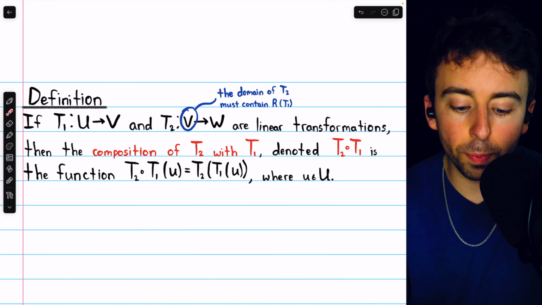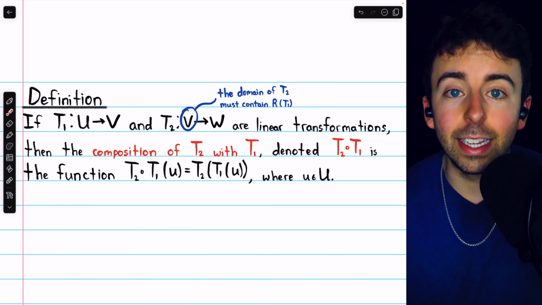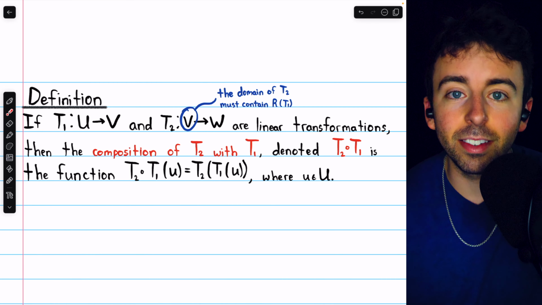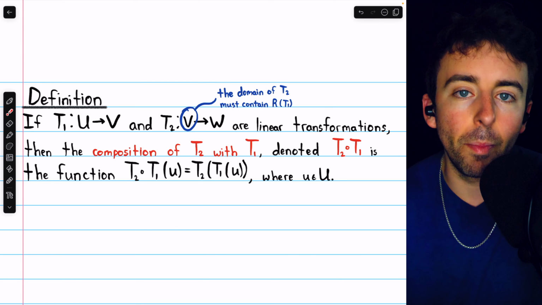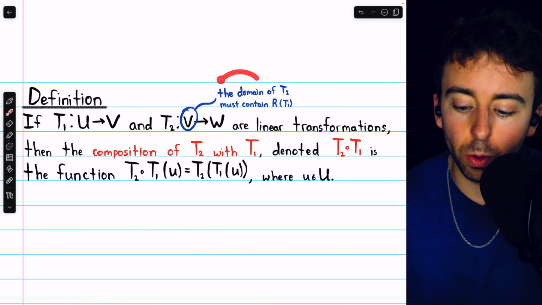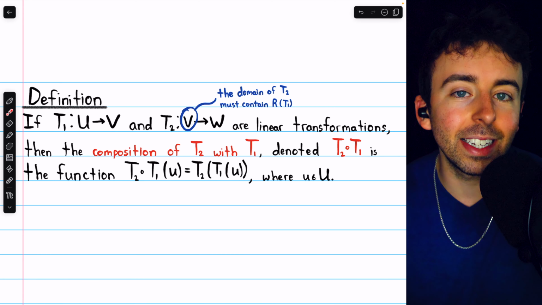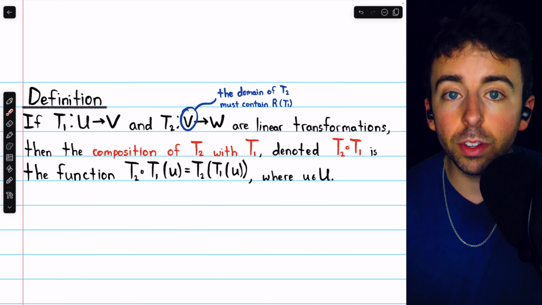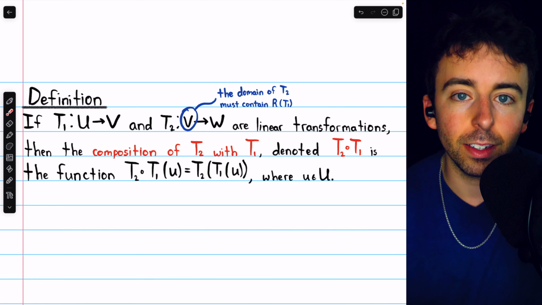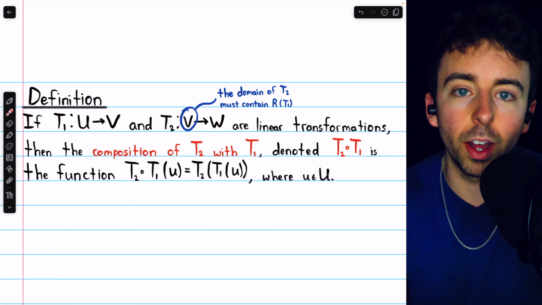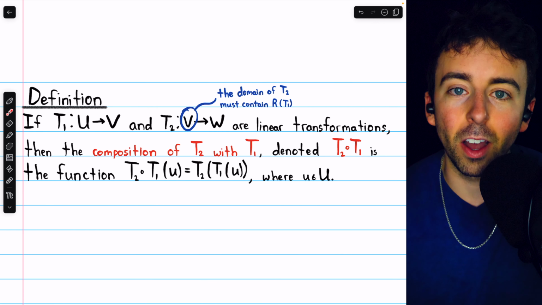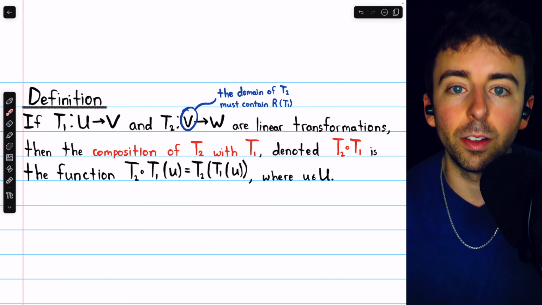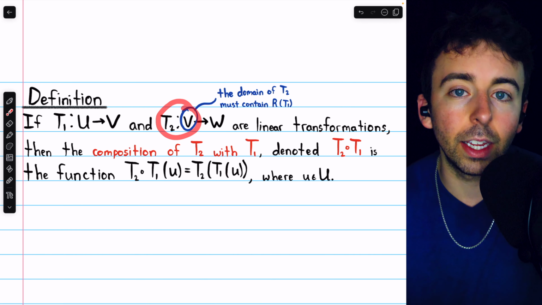Of course, since we're plugging images of T1 into T2, it's necessary that every image of T1 is in the domain of T2, and so the domain of T2 has to contain the range of T1 for this composition to be defined. If an image of a vector under T1 landed outside of V, well, then we couldn't take the composition, because stuff outside of V is not in the domain of T2.